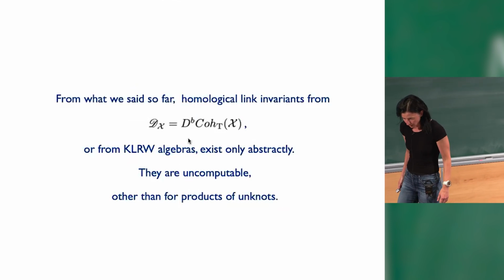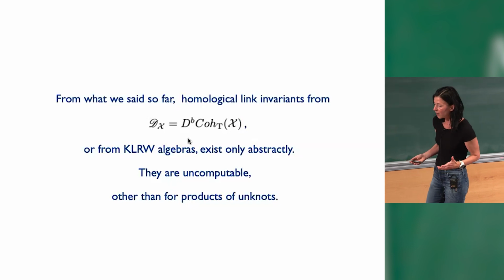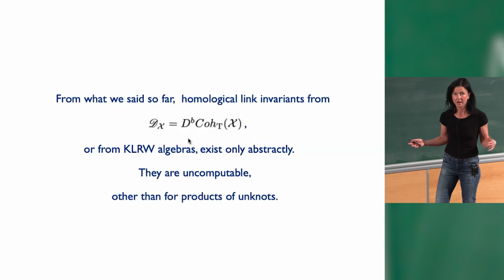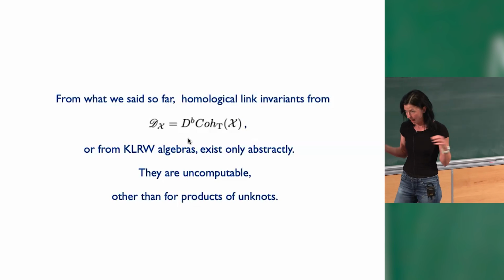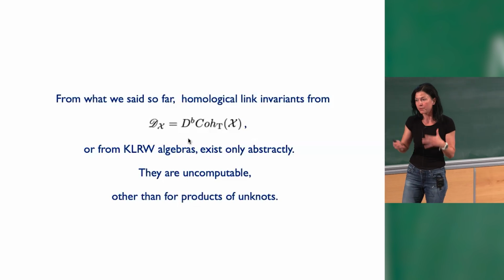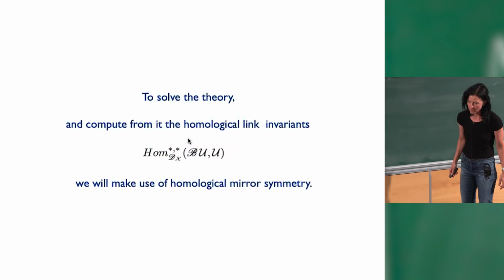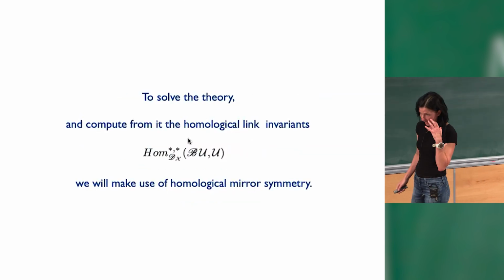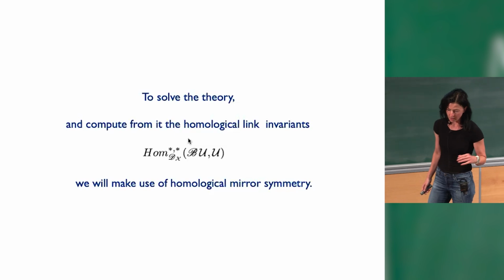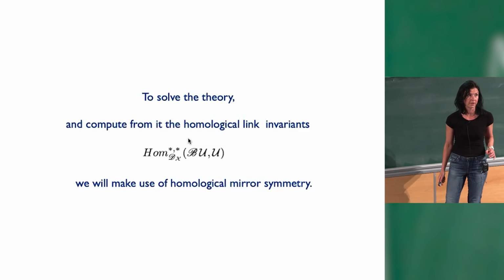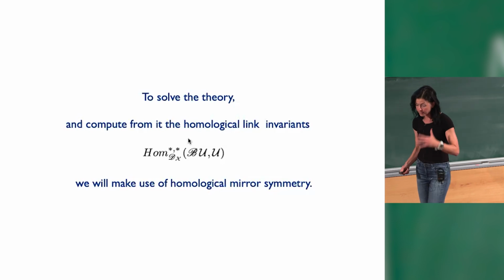However, from what we've said so far, you get these link invariants only abstractly. In general, they're uncomputable other than for products of unknots. Okay. Now, it turns out you can actually solve the theory and obtain from it homological link invariants if you make further use of homological mirror symmetry.